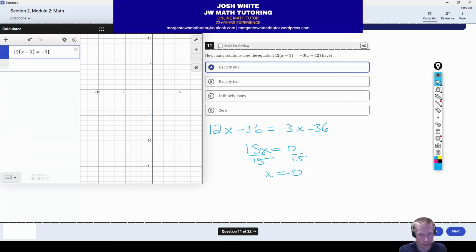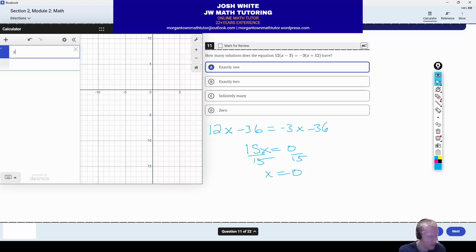If you type it in like this, you will see a vertical line here, and it is highlighted, and so that indicates that there is a solution. But the way that I like to do it, when you have a problem where it's possible that it's no solution or infinite solutions, those are answer choices here. It's not asking for the numerical value, but asking how many solutions.